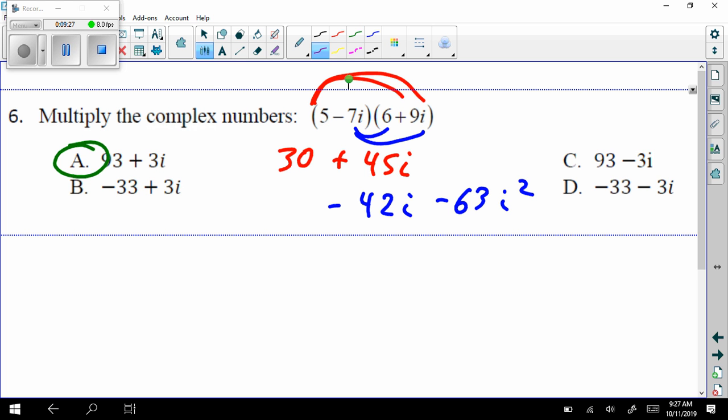The only thing you've got to remember with this is you combine these. i squared is negative 1. So negative 63 times negative 1 turns out to positive 63. 63 plus 30 is 93. Positive 45i minus 42i would be positive 3i. So this is not a hard question to do by hand. It's even easier with a calculator.